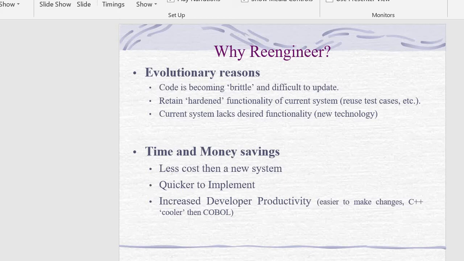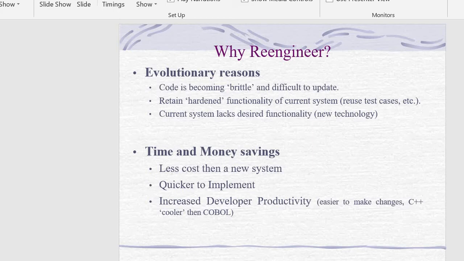So there are basically two reasons for this. First, the evolutionary reason, and second, the one that relates to the schedule and the cost. If you look at the evolutionary reason, the code is becoming brittle and is difficult to update. Retain the functionality of the current system, right? Nowadays the concept of reusability is there, so we have to look at that also, right? And the current system lacks desired functionality, so re-engineering may be done to add some new functionality, new technology, right?